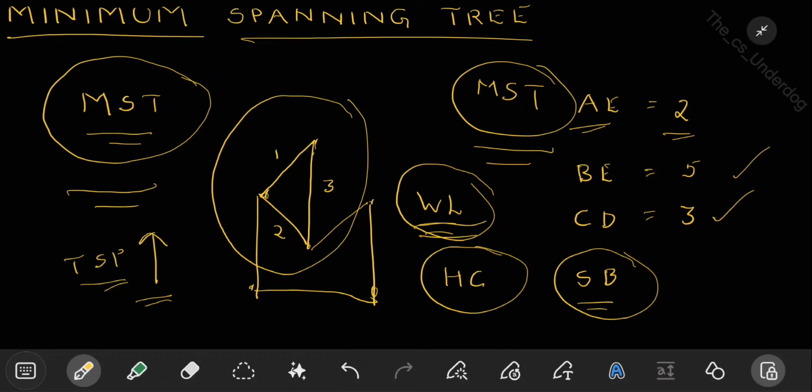For spanning tree details, please go to the previous lecture. In detail, we discussed all the properties of spanning trees. This lecture was specifically for minimum spanning trees. Okay.